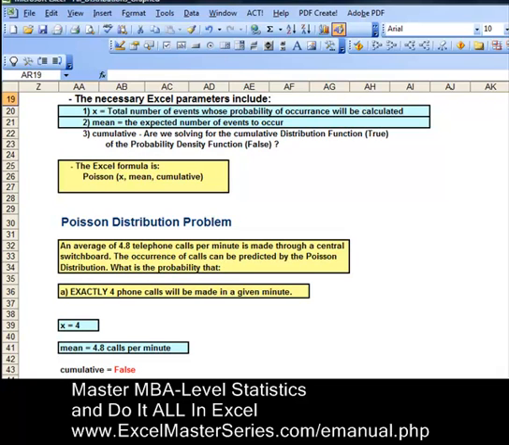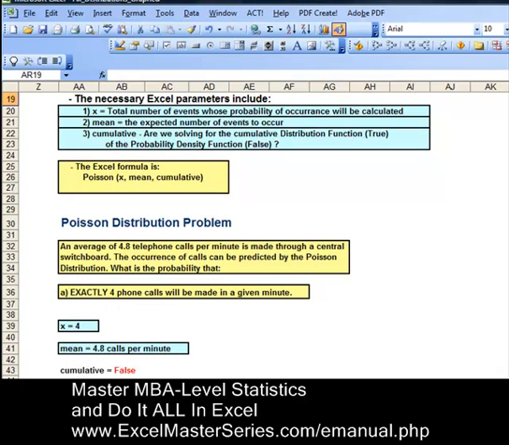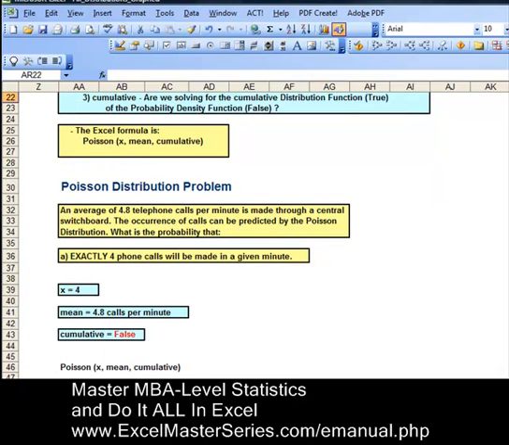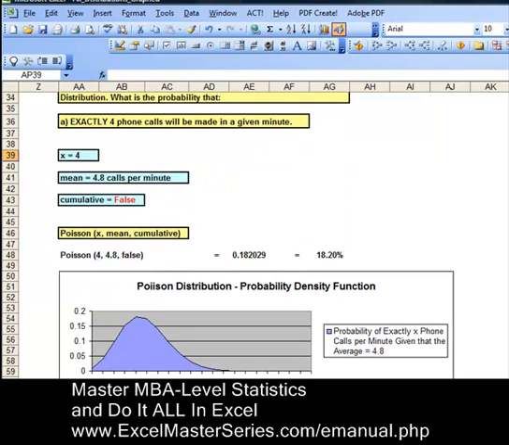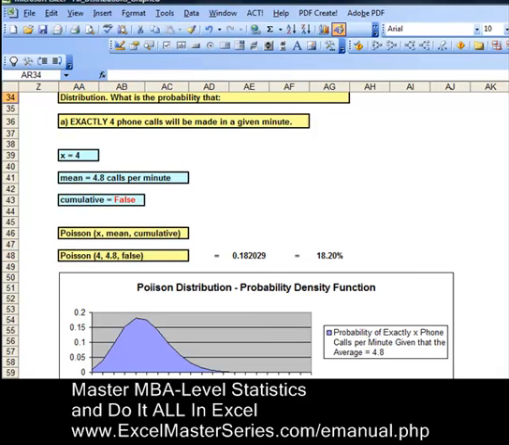Third parameter, cumulative. Are we using the cumulative distribution function or probability density function? Problem says, what is the probability of exactly 4 phone calls being made? That is the probability density function, not the cumulative distribution function. So in this case, cumulative is set to false. And we take a look at the numbers put in for those parameters in the Excel formula. The x is set to 4, mean at 4.8, cumulative is set to false. That gives us an answer of 18.2% that exactly 4 phone calls will be made in a given minute.